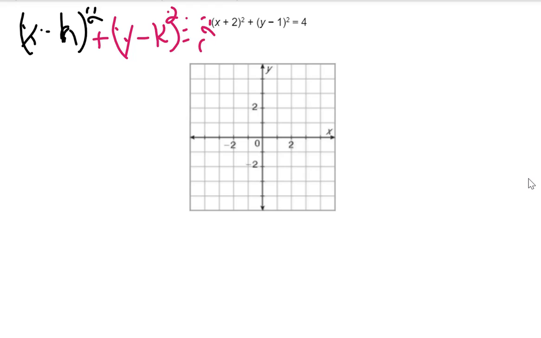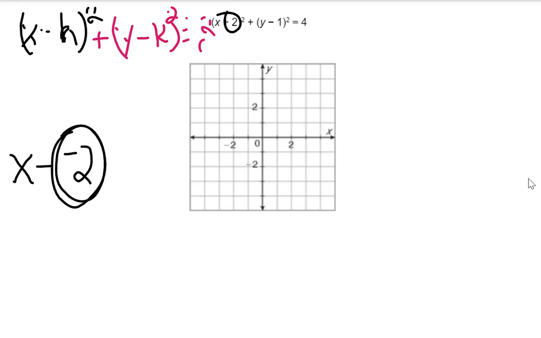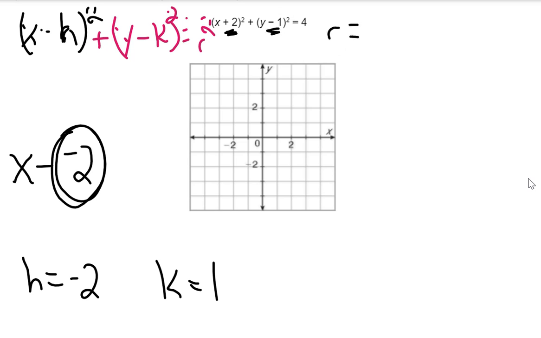So if I look up here where I see that plus 2, I've got to actually say I have x minus negative 2. That's where that plus 2 comes from. Like I said, we've got to switch the signs there. My negative 2 is my h, so h is negative 2. My k, since it's minus, is going to be positive 1. So the easiest way to think about it is whatever you see in here, it's going to be the opposite. So x is negative 2, y is positive 1. Then my radius is going to be the square root of 4, which equals 2.